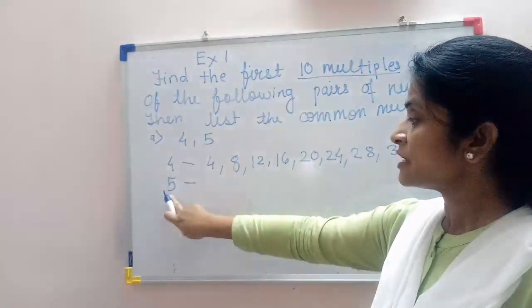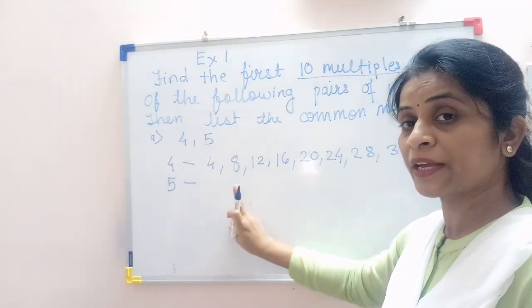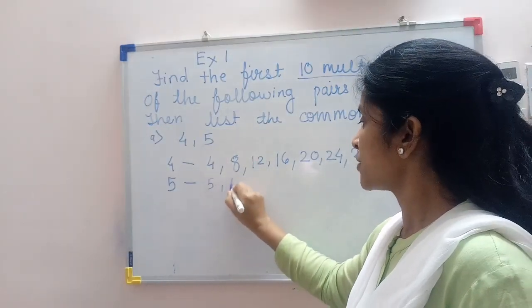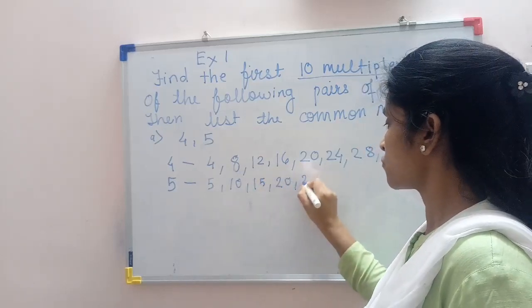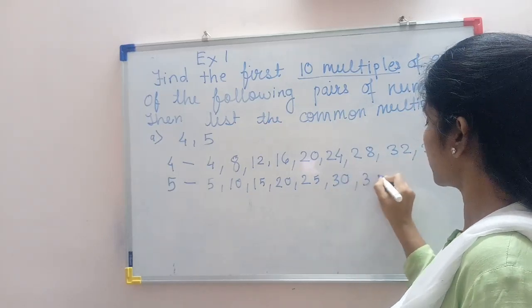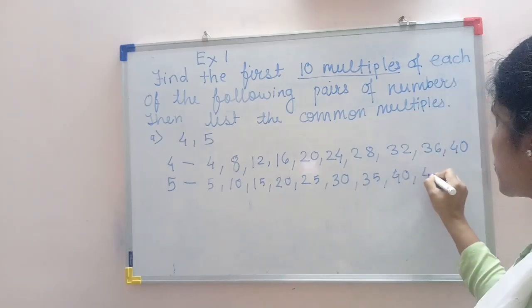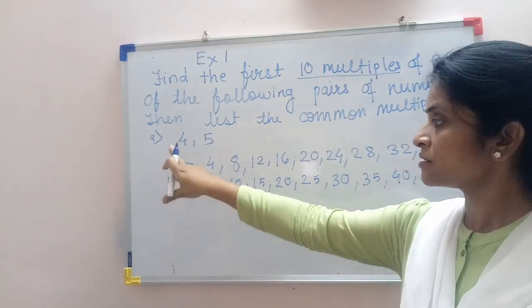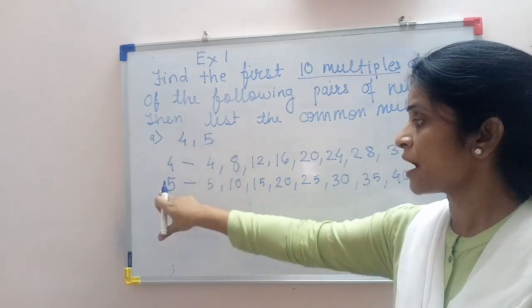And the first 10 multiples of 5 means 5 multiplied by 1 to 10. That means 5 ones are 5, 5 twos are 10, 5 threes are 15, 20, 25, 30, 35, 40, 45 and 50. These are the first 10 multiples of 4 and 5.